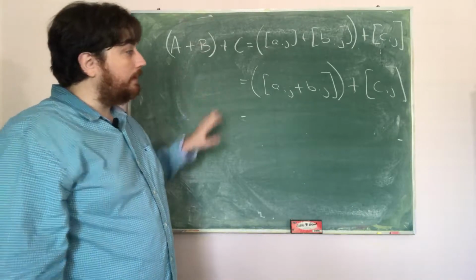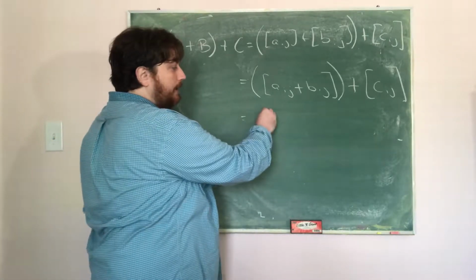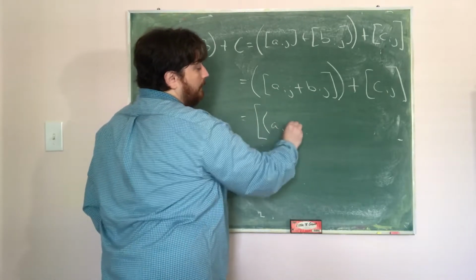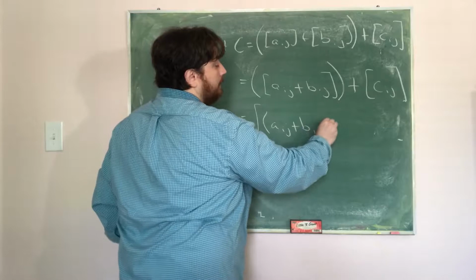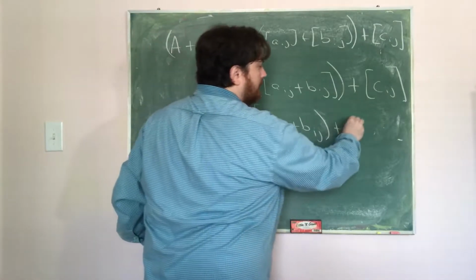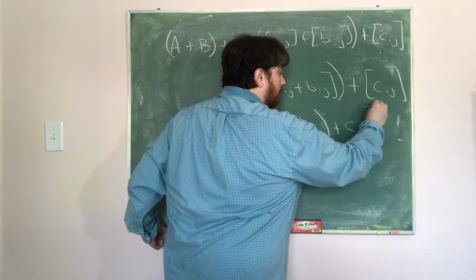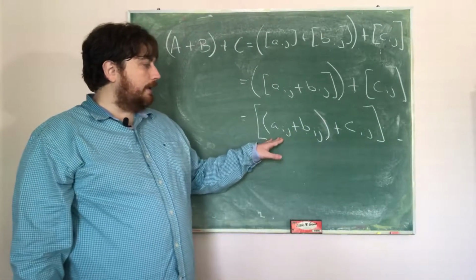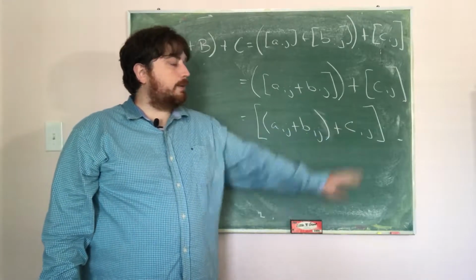So what we end up with is that this addition will be defined, and it's going to be a matrix that looks like the terms from the first matrix, A sub ij plus B sub ij, plus the terms from the second matrix, which are the C sub ij's. And so we have a matrix whose arbitrary entries look like (A sub ij plus B sub ij) plus C sub ij.